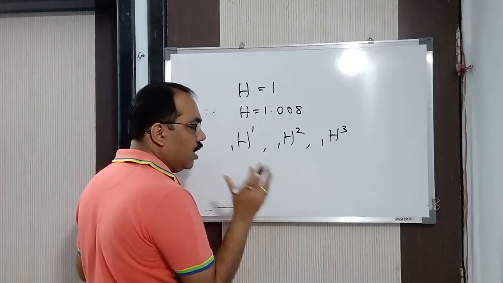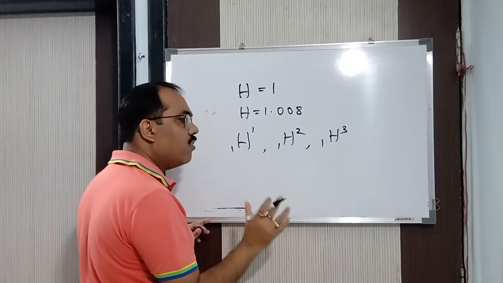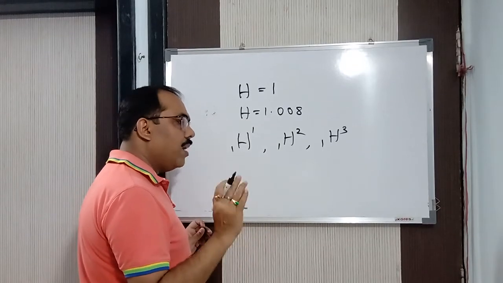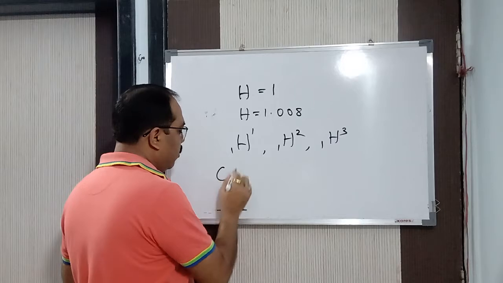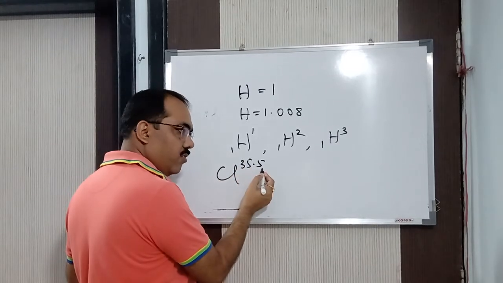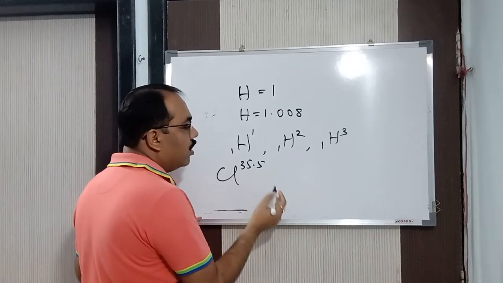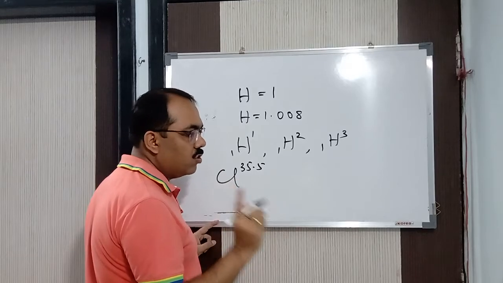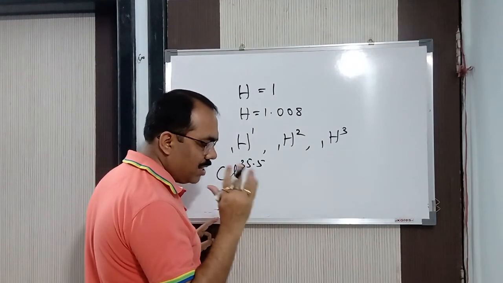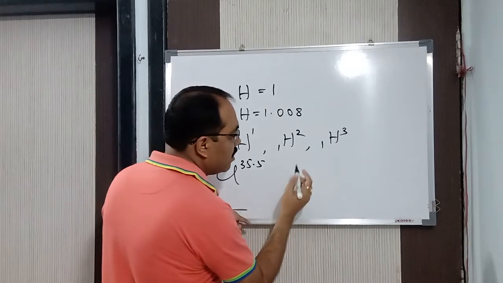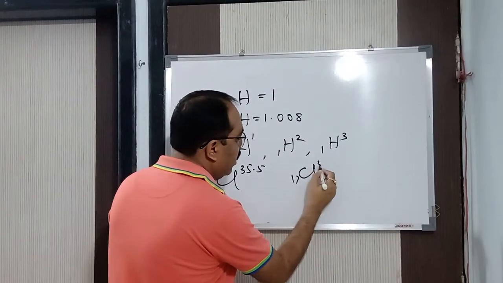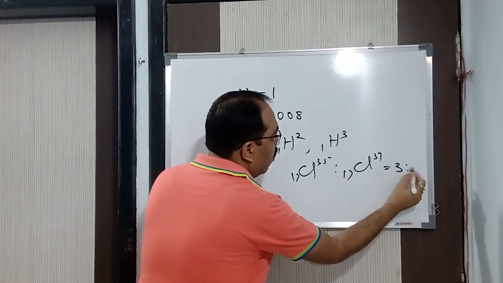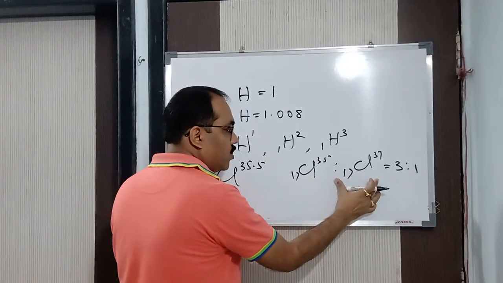So a naturally occurring atom consists of a large number of isotopes, and these isotopes are present in a certain ratio by weight. For example, you know the atomic weight of chlorine is 35.5 gram. Now listen very carefully, a naturally occurring chlorine atom consists of 2 isotopes. What are they? 17Cl35 and 17Cl37 in the ratio of 3:1. These are the 2 isotopes in the ratio of 3:1.